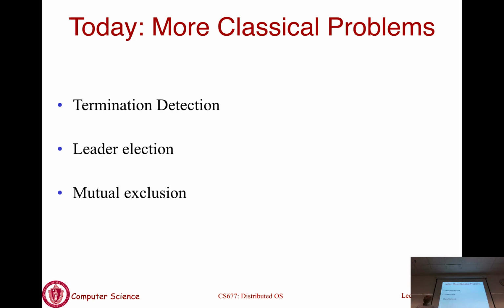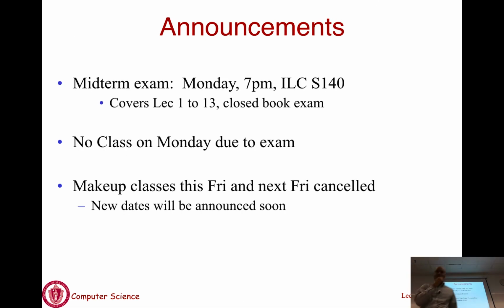So we are going to continue our discussion on problems in distributed systems related to coordination. We will basically talk about termination detection, which was a problem I introduced last time before we ended the class. I'll talk about leader election and mutual exclusion. But before we start, I wanted to make some announcements.